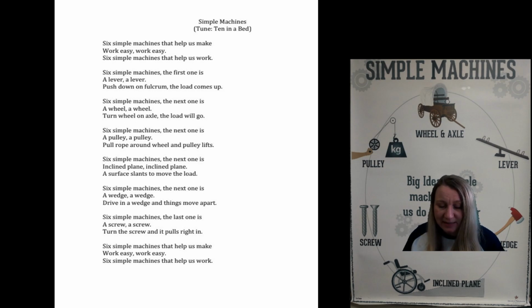And then the next thing we're going to do is a screw, right? A screw right there. There's 2 of them. So those are the 6 different simple machines. And today we're going to focus on the inclined plane.